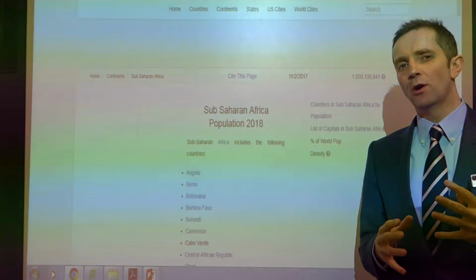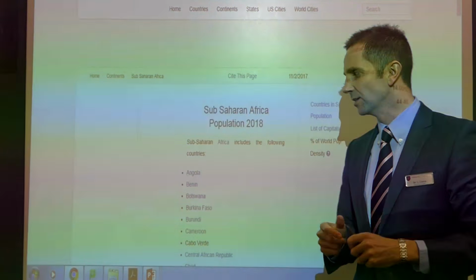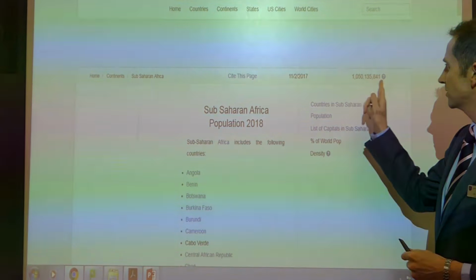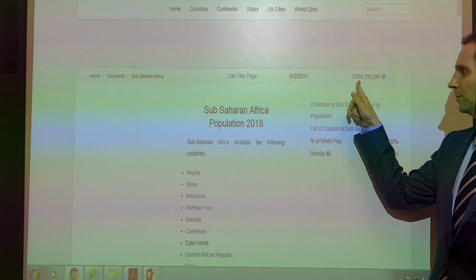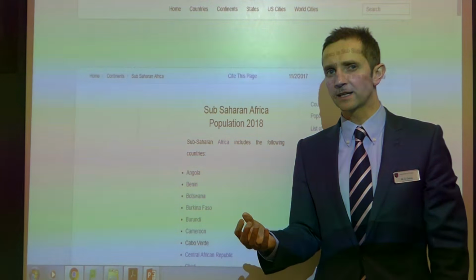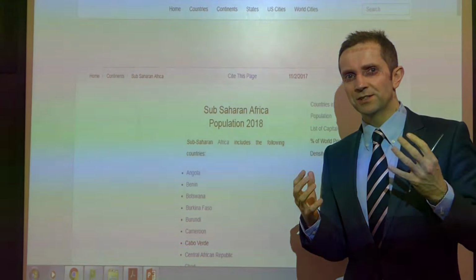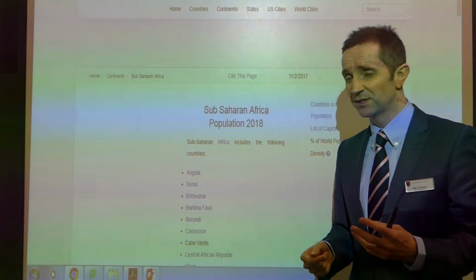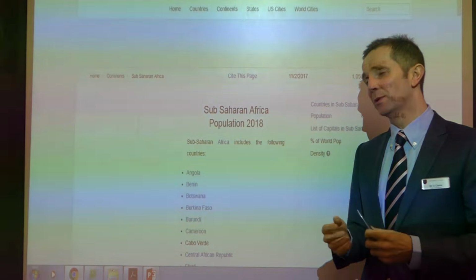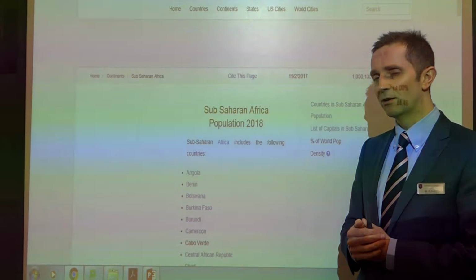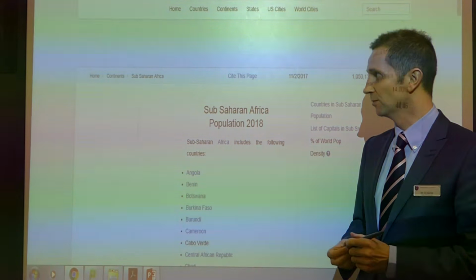Secondly, what are we talking about in terms of population size? Well, we're talking about just over 1 billion people. So again, a very significant, very substantial population, similar to China and India in that respect, the same sort of size that we're talking about.